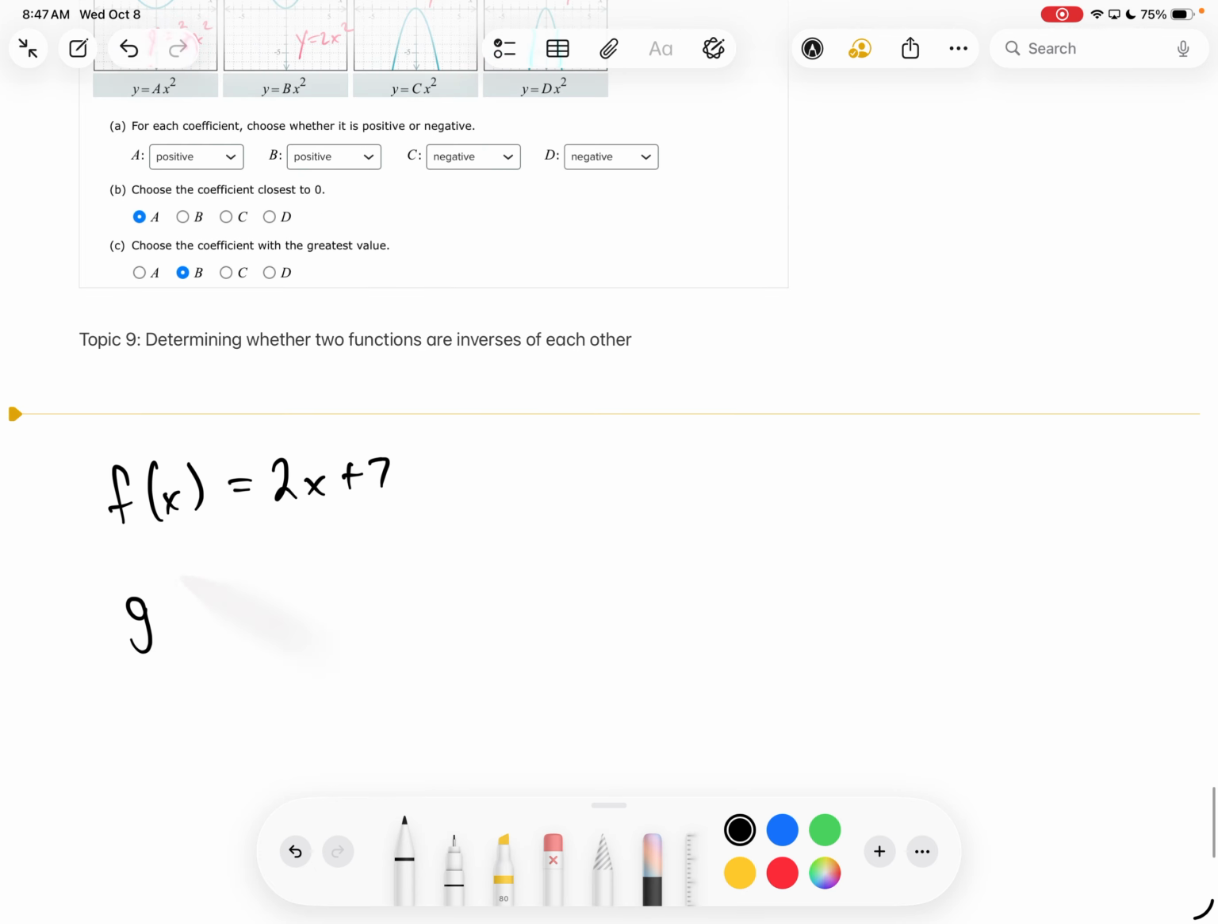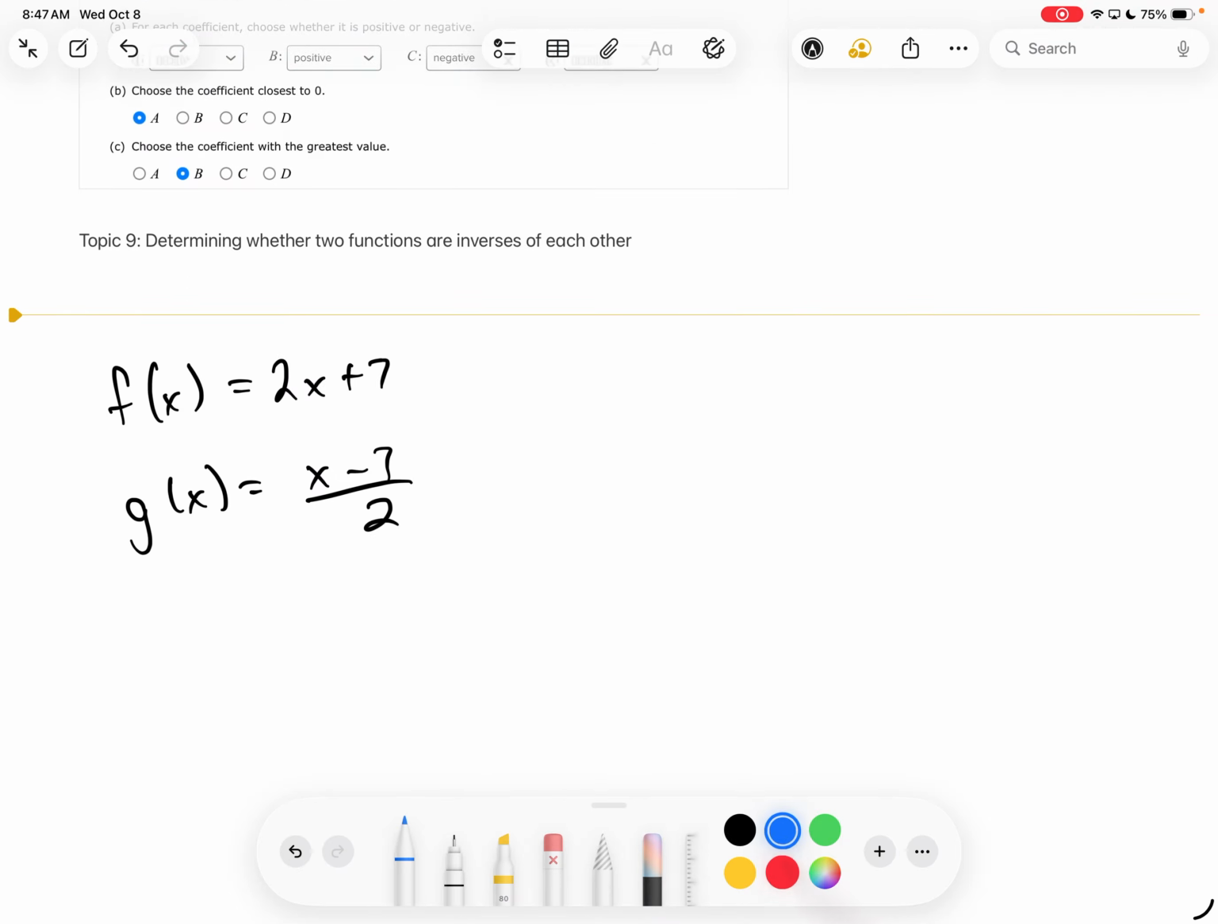To verify if two things are inverses of each other, okay? The way you do this is a little annoying, and I kind of hate it. I'll try to show you a shortcut. But what you do is you plug in g of x to f and figure out what happens here. So let's go ahead and do that.